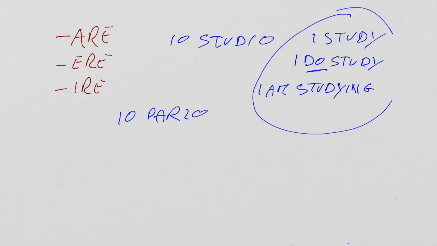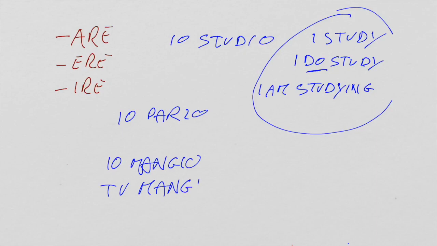So last example. Io mangio. Tu mangi. See, same thing, because mangiare is the kind of verb that has an I in front of are, so you don't say mangii, but only one I, mangi. So let's go back to the present tense. Io mangio, I eat, I do eat, I am eating. Tu mangi, you eat, you do eat, you are eating.